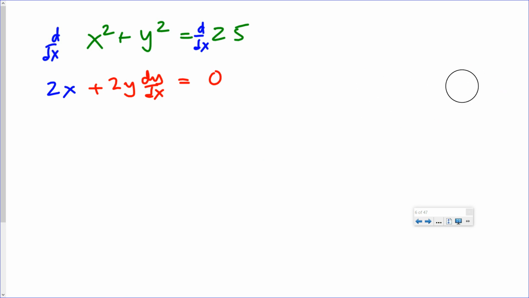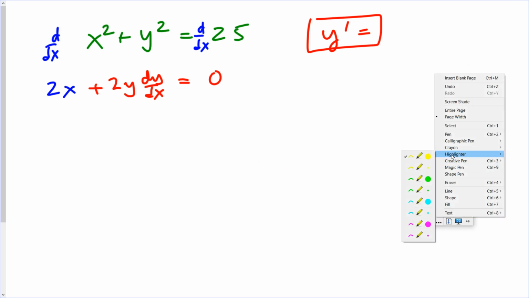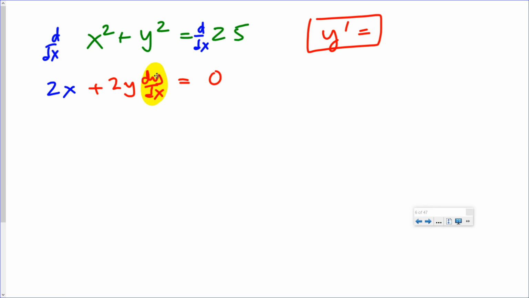We've implicitly taken the derivative of this, and you agree with me that my goal is to find y prime, right? If I can find y prime, then that's my goal. Take the derivative. Do you see y prime anywhere in here? Is it dy dx? Yeah, it's tricky. It is dy dx. So if I can solve for dy dx, I have found the derivative.